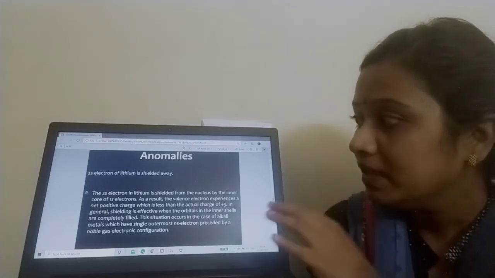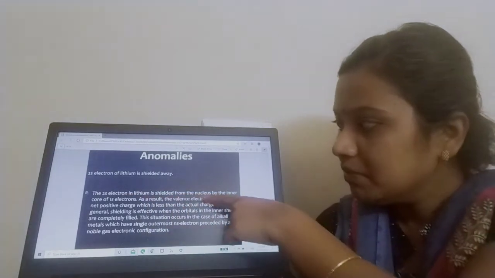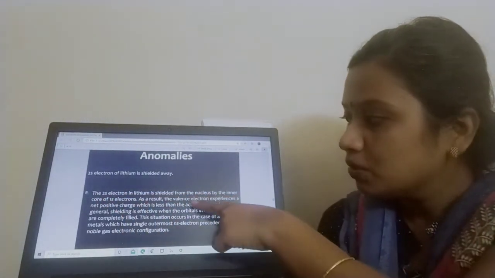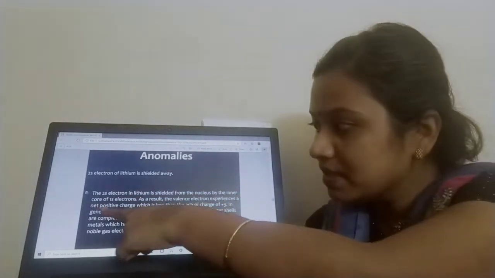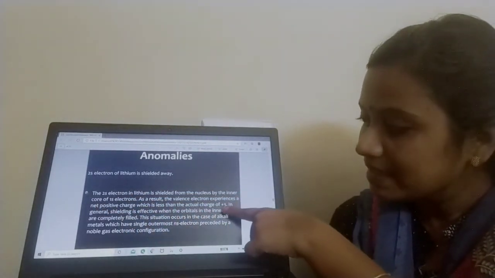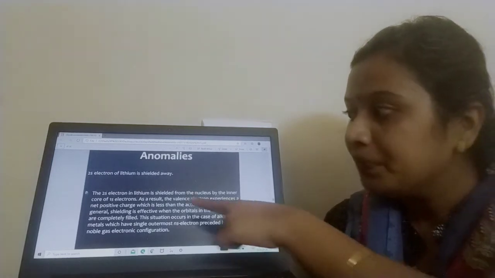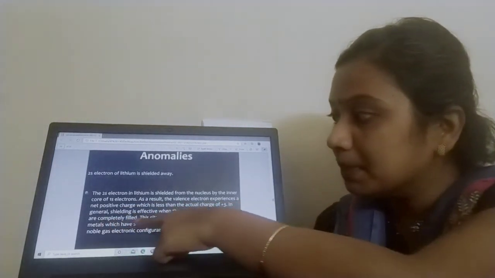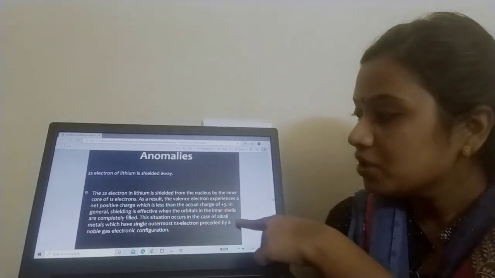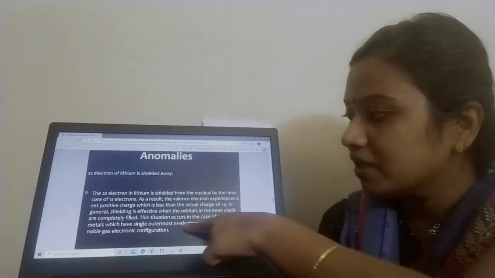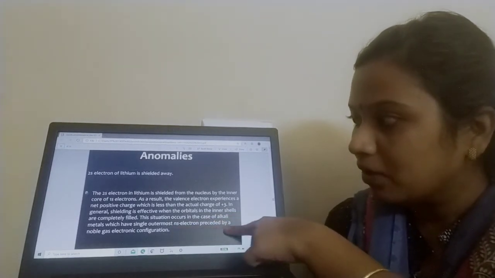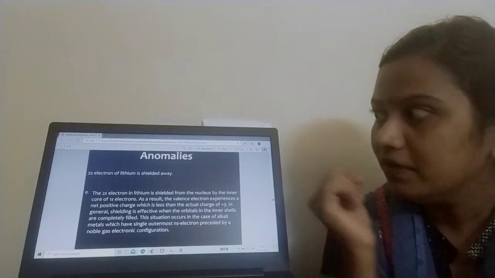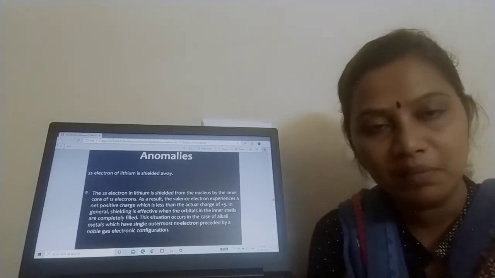Why? The 2s electron of lithium is shielded away from the nucleus by the inner core of electrons. So the valence electron experiences a net positive charge which is less than the actual charge of +3. In general, the shielding is effective when the orbitals in the inner shell are completely filled. This situation occurs in all alkali metals, which have a single outermost ns electron preceded by a noble gas electronic configuration. So, what is the reason the 2s electron of lithium is shielded away?